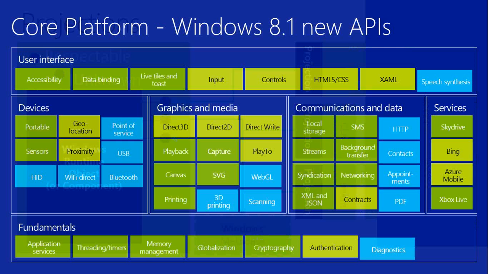So now, understanding what the core platform is, what are the core APIs that the platform provides, and how we've changed from Windows 8 to Windows 8.1. Coming from Windows 8 to Windows 8.1, there have been a lot of changes. As consumers, you would have seen a lot of changes if you were using Windows 8 before and have now upgraded to Windows 8.1.